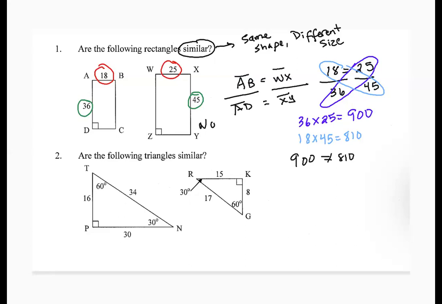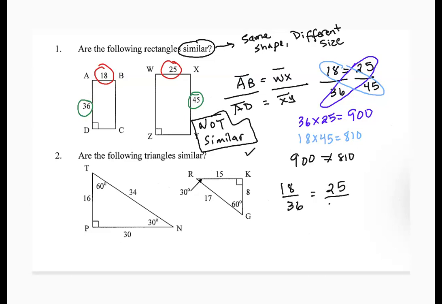So again, how did I set up my proportion? I could also have done it a different way to still get it right. I could have made a ratio of the first one, 18 over 36, is equal to 25 over 45. And I'll still get the same answer.